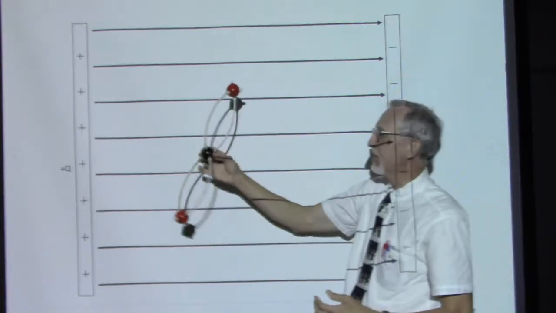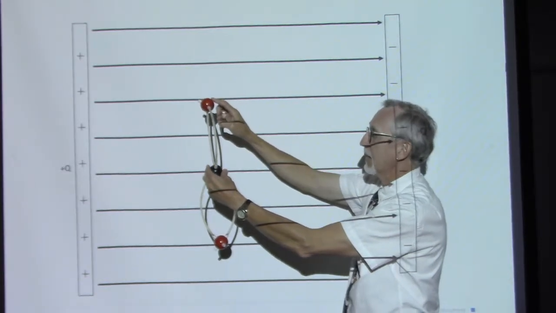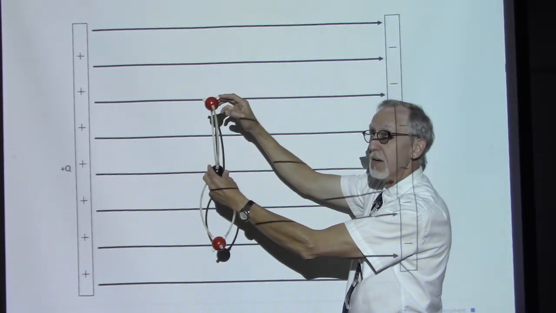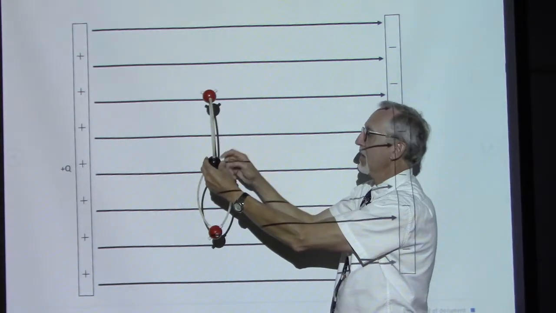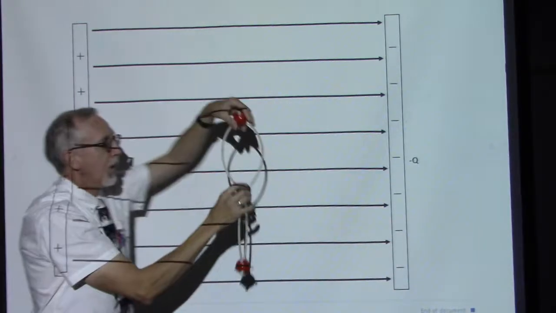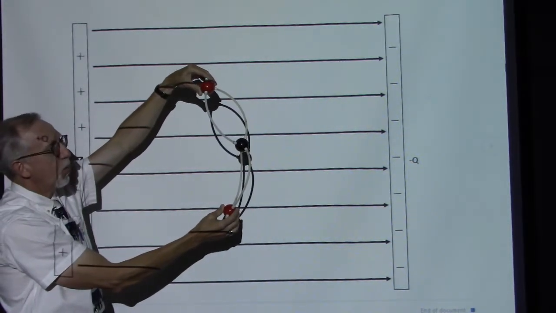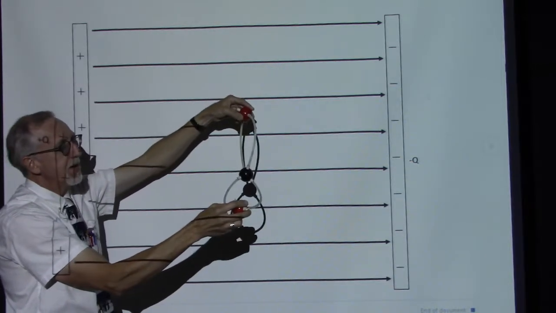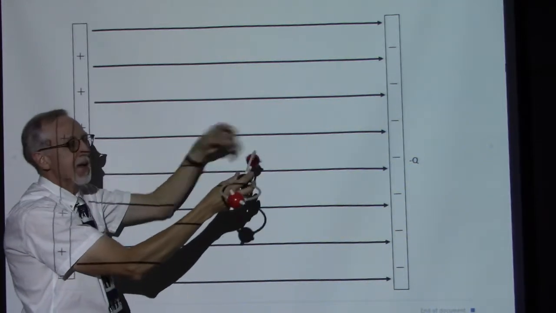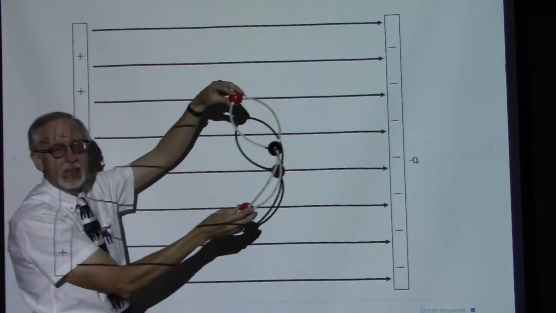So what would happen if we put this in here? Well, the oxygens again would be attracted to the positive plate, right? Oxygens have negative charge, so they're attracted to the positive plate. The carbon would be attracted to the negative plate. So what would happen in this case? Well, these would actually slightly distort themselves. When it distorts itself, we end up with a negative end up here and a positive end down here. And so we still end up with a slight dipole moment.